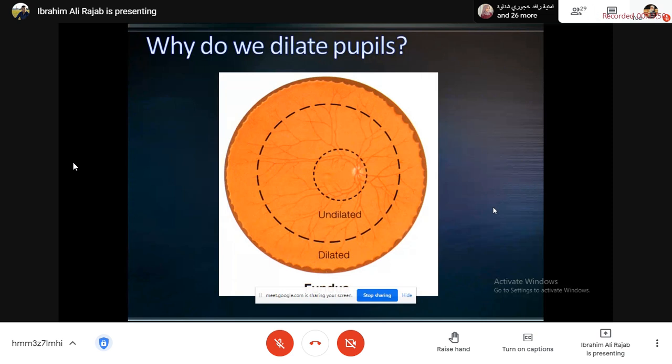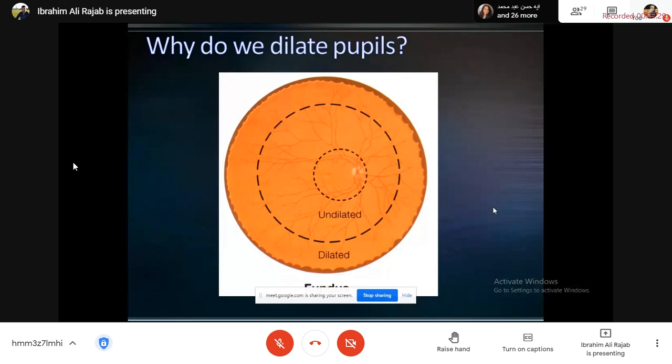The first one is to stimulate the dilator muscle inside the iris. There is a muscle called the dilator muscle. We stimulate this muscle by a sympathomimetic agent such as phenylephrine, or we block the action of the sphincter muscle in the iris, called the sphincter pupillae muscle, by a parasympathetic antagonist agent or parasympatholytic agent such as atropine and tropicamide.